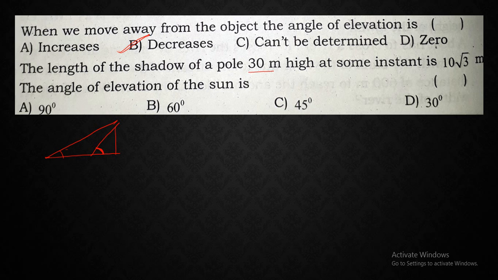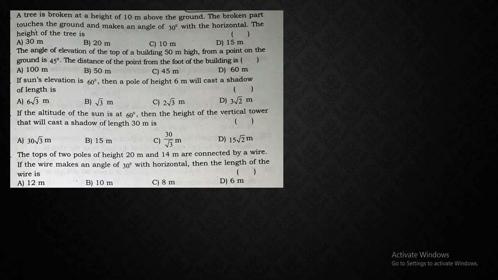The length of the shadow of a pole is 30 meters high at some instant. While reading you need to understand carefully, right? So height is given as 30 meters and the length of the shadow means distance. Distance is given as 10 root 3. Then what is the angle of elevation? Angle of elevation means nothing but finding h by d. So h by d means 30 by 10 root 3. The zeros get cancelled. So 3 in root 3 times. So it is root 3. Root 3 means 60 degrees. Next, moving on to one more question.